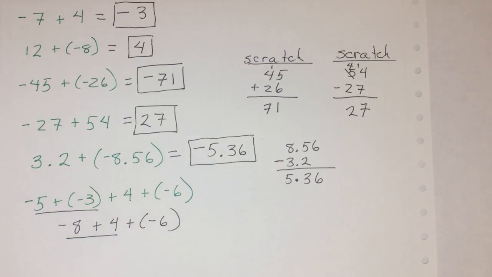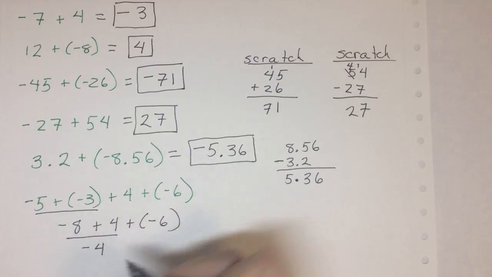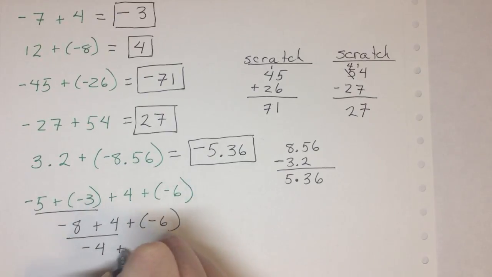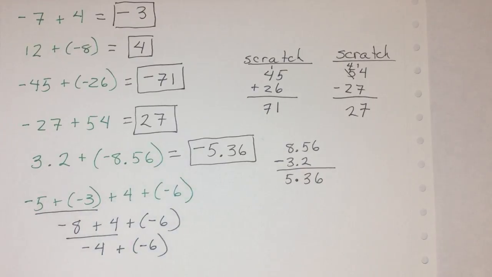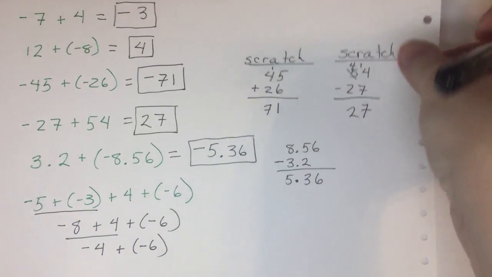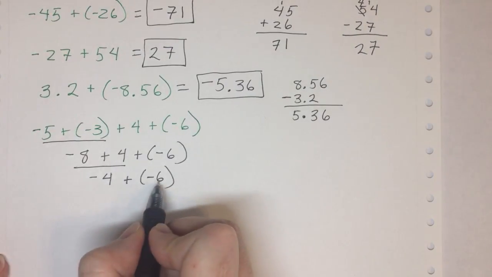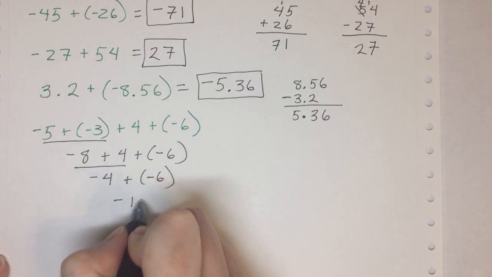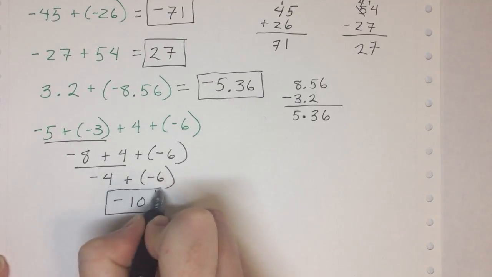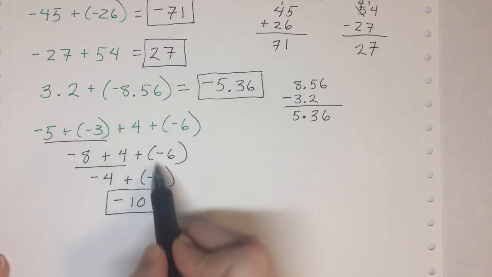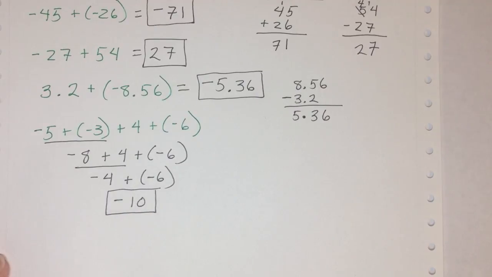Negative 8 plus 4. I owe 8, I have 4, so I'm going to owe 4. I haven't used my plus negative 6. I bring it down. Negative 4 plus negative 6. I owe 4, I owe 6. I'm getting deeper into debt. I owe 10. Don't leave off any of the steps as you're writing. That's where you're going to make careless mistakes. So just copy down as you go. The more of these you do, the better you're going to get. Be sure you're showing your steps clearly.